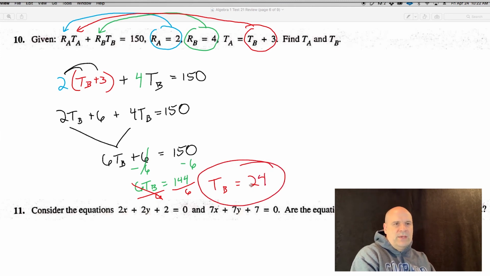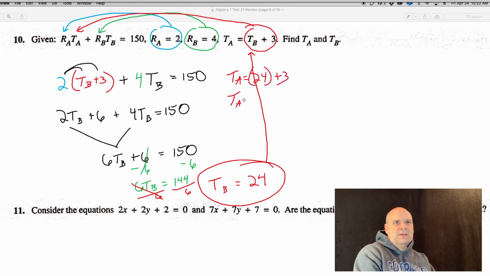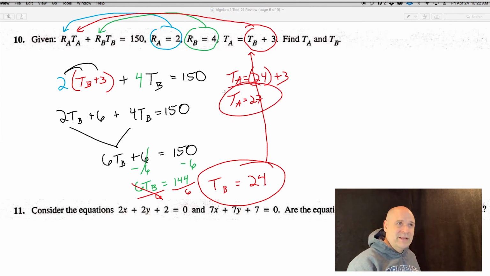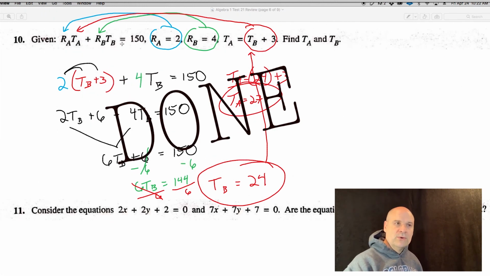All right, so if TB equals 24, then we can plug it in right there to get our TA. TA equals whatever TB is plus 3. So TA equals 27. Awesome. All right, let's plug it into our main equation, see if it works. RA is 2, our TA is 27, 2 times 27 is 54. RB is 4, TB is 24, 4 times 24 is 96. So 96 plus 54 is 150. That works. Okay, cool. We did it.